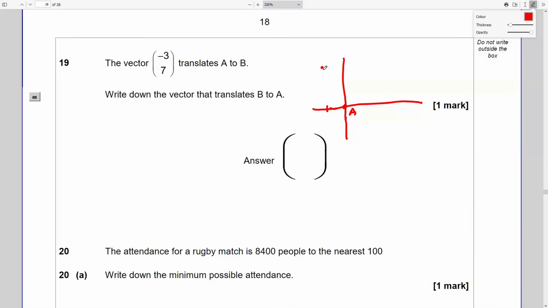So this is B. And so to go backwards, we have to go plus 3 like this, for the X. And then we have to go down minus 7. So it's a reversal. And it's a vector. It's shown like this, a column vector, to show it's not where the points are necessarily. It's the movement of it. I mean, with this, obviously, the vector could be here or wherever.